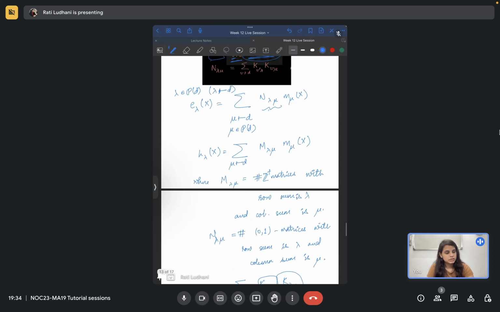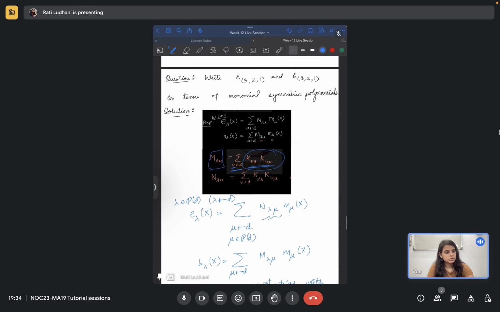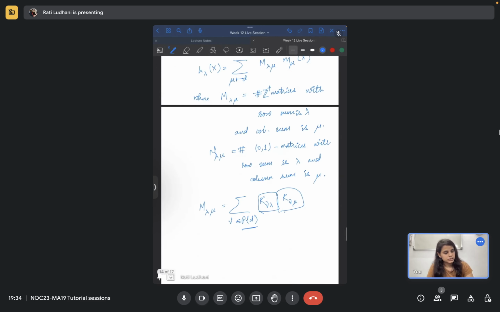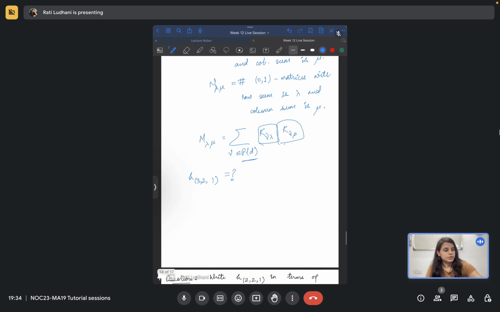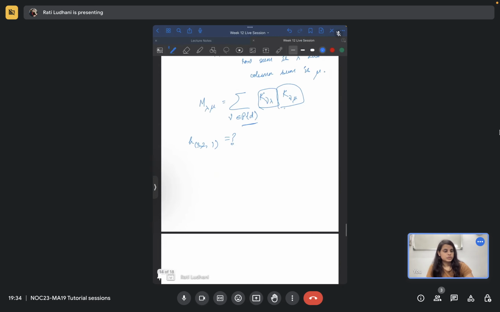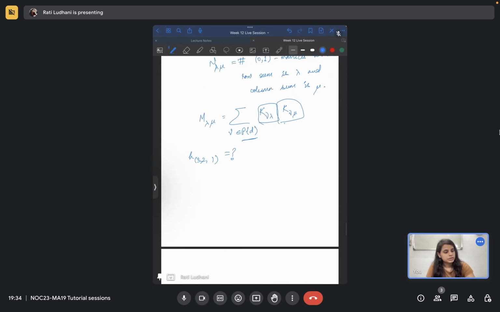So let's consider our question. Our question asks for E321 and H321. This is for H, so H321 we try to find. The partition is, so we are partitioning 6. So D is equal to 6. As you can see, 3 plus 2 plus 1 is 6. So we are partitioning the number 6.